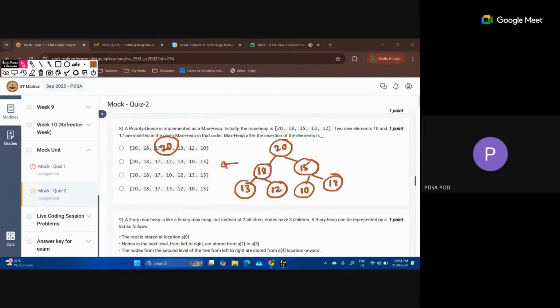So we have 20 over here, we have 18, 13, and 12. Okay, here is 13, then there is 12, and here we are having 15 and 17. This is getting a conflict. So what do we do? Let's swap them. 17 goes up and 15 comes down. So I get 10 over here and then 15 over here.